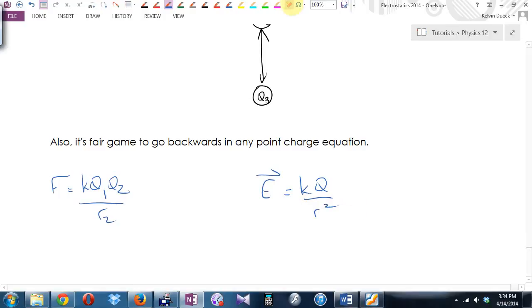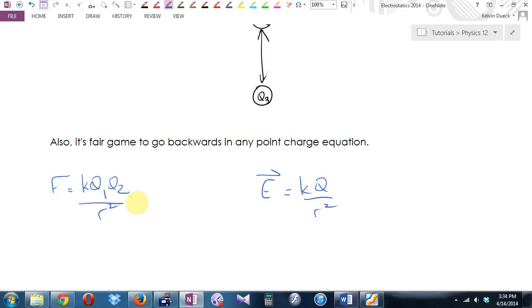In other words, for all of these, in the electric field there's 1, 2, 3 variables. Any 2, I think the third is fair game. For the force, there's 1, 2, 3, 4 variables. Any 3 of those, find one. Same with energy, K, Q1, Q2 over R. Same with voltage, potential, V equals KQ over R. For all of those, fair game.